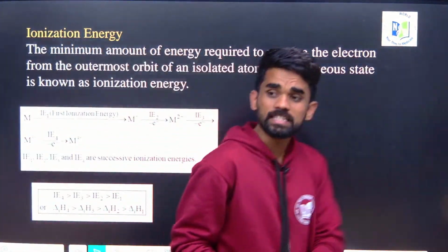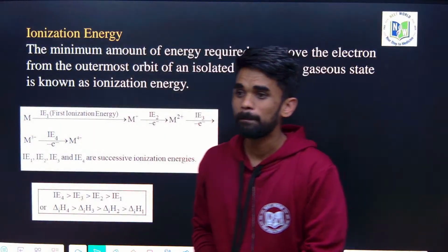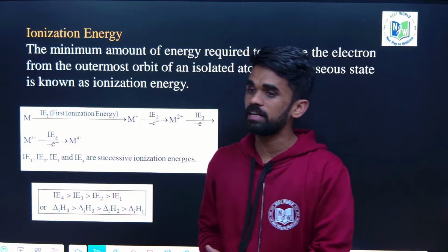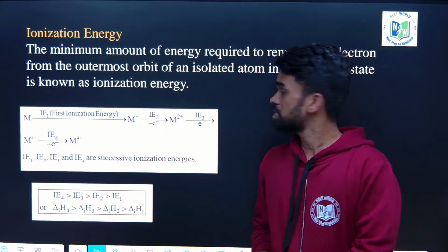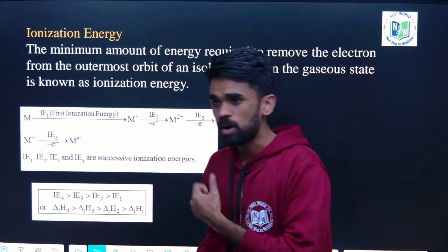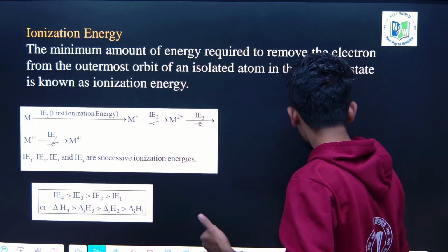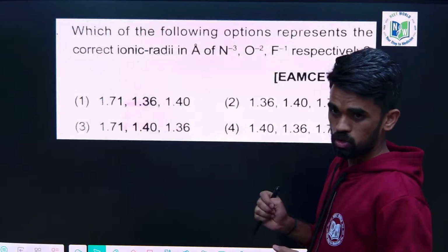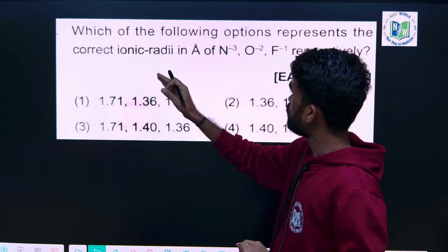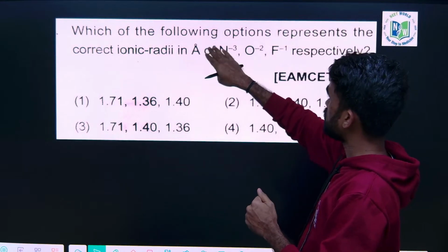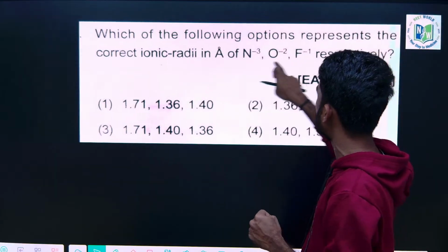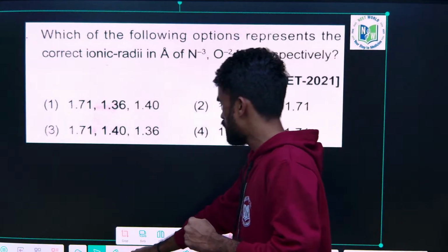What we discussed in the last class, tell me, anyone here? The periodic properties, atomic radius, ionic radius, okay, and then next we also discussed ionization energy. I just wanted to go through the last class with this one question. Tell me, how can you answer this question? Which of the following options represents the ionic radius of these three anions?